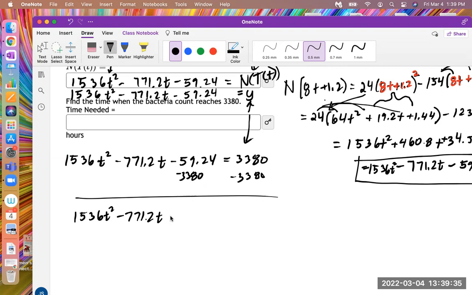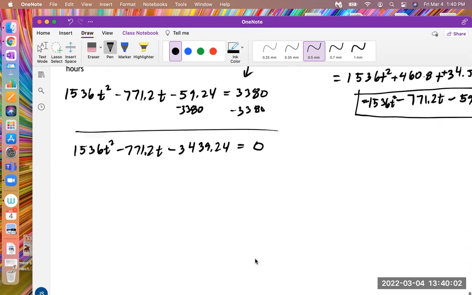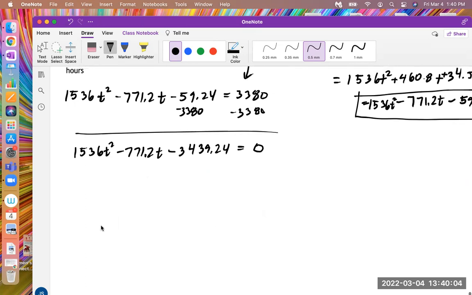I'm going to get 34, and I have to be careful, it's a negative 3439.24 equals 0. Now this is a quadratic equation, and now I'm seeing that this is a really large number, so it is not going to be a pretty number to do, now that I think about it. And even our calculators might have a hard time doing such a large number like this.